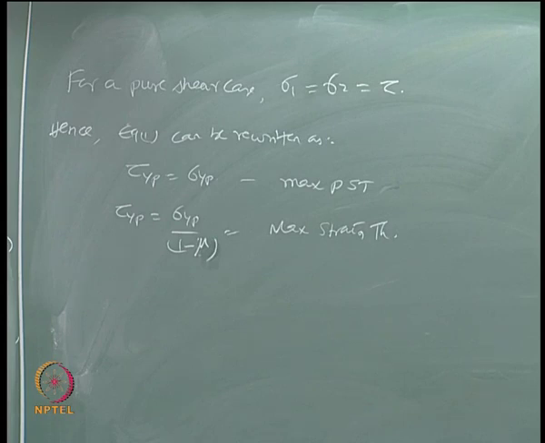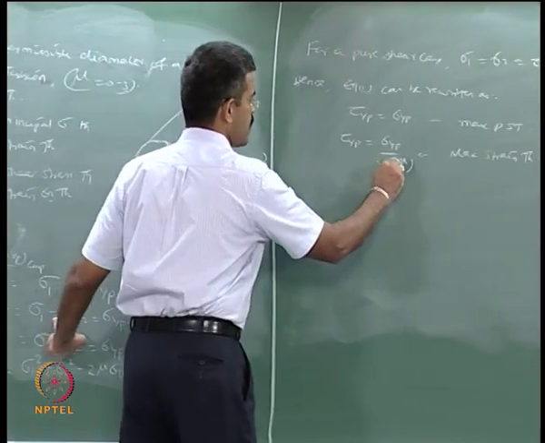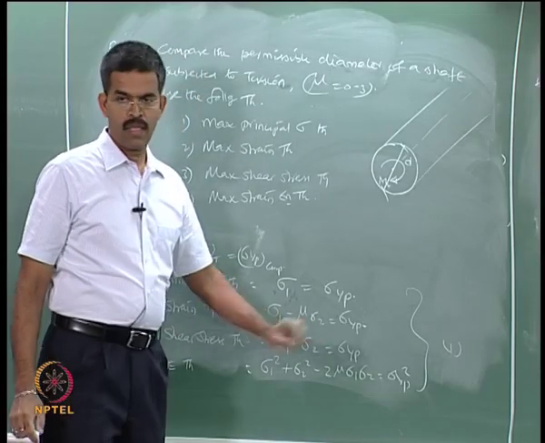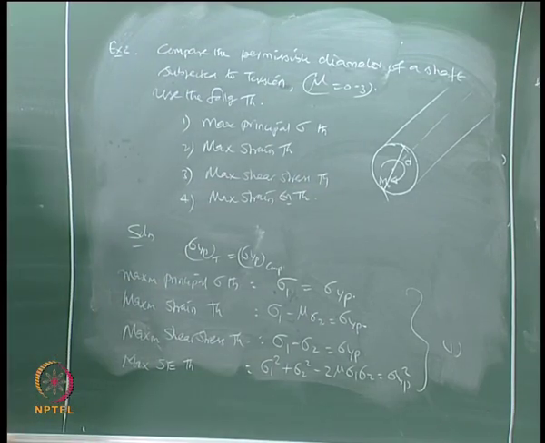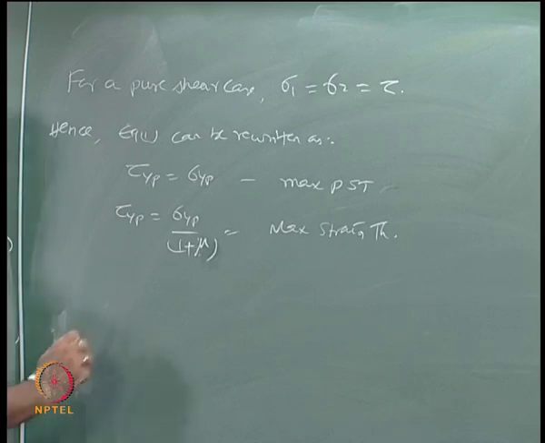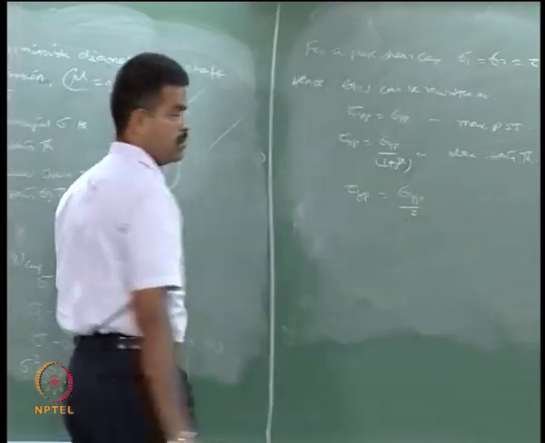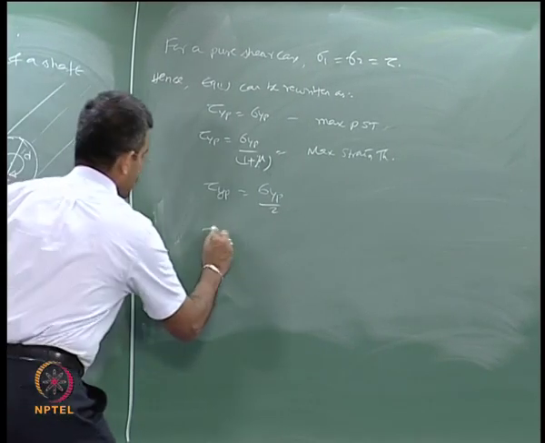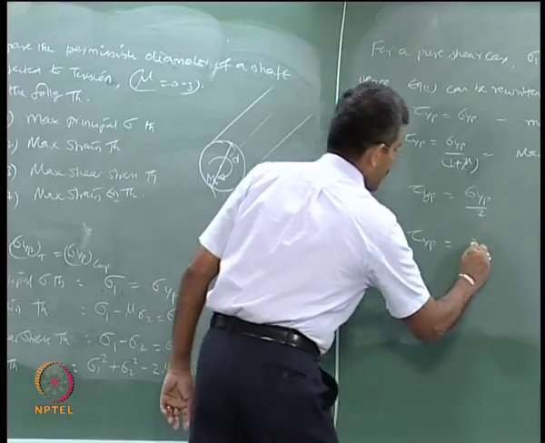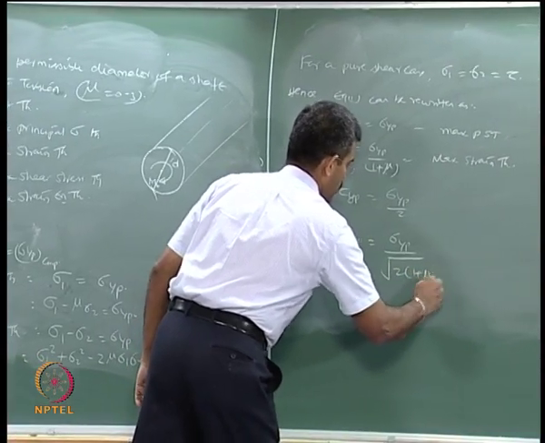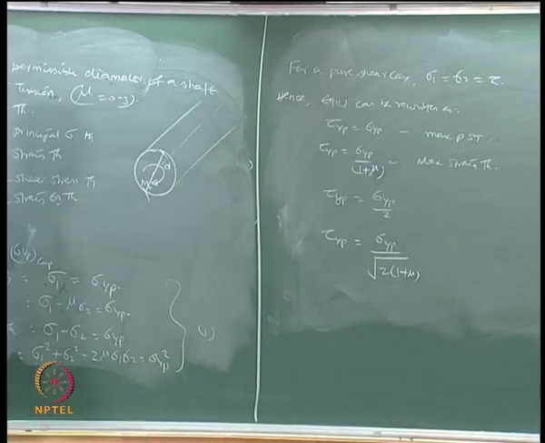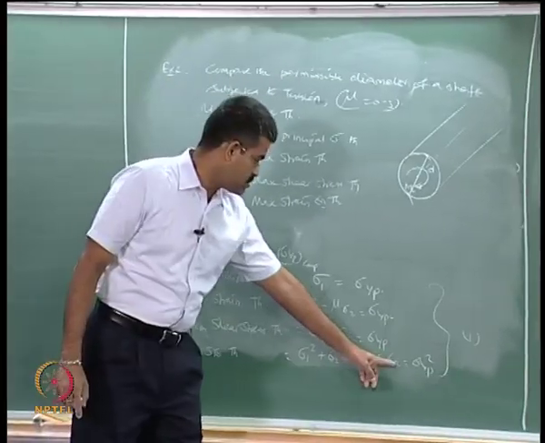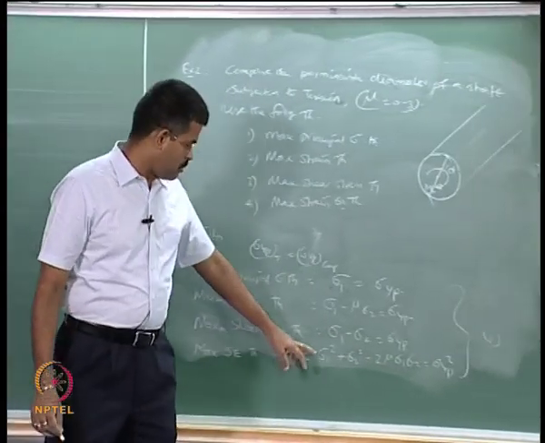Now in this case, they are of a different nature, so it will become 1 plus, okay. So for maximum shear stress theory, tau yp will be sigma yp by 2. And for this case, tau yp will be sigma yp by root of 2 of 1 plus mu. Is that okay? Again different nature, so plus, root because I am talking about squares.